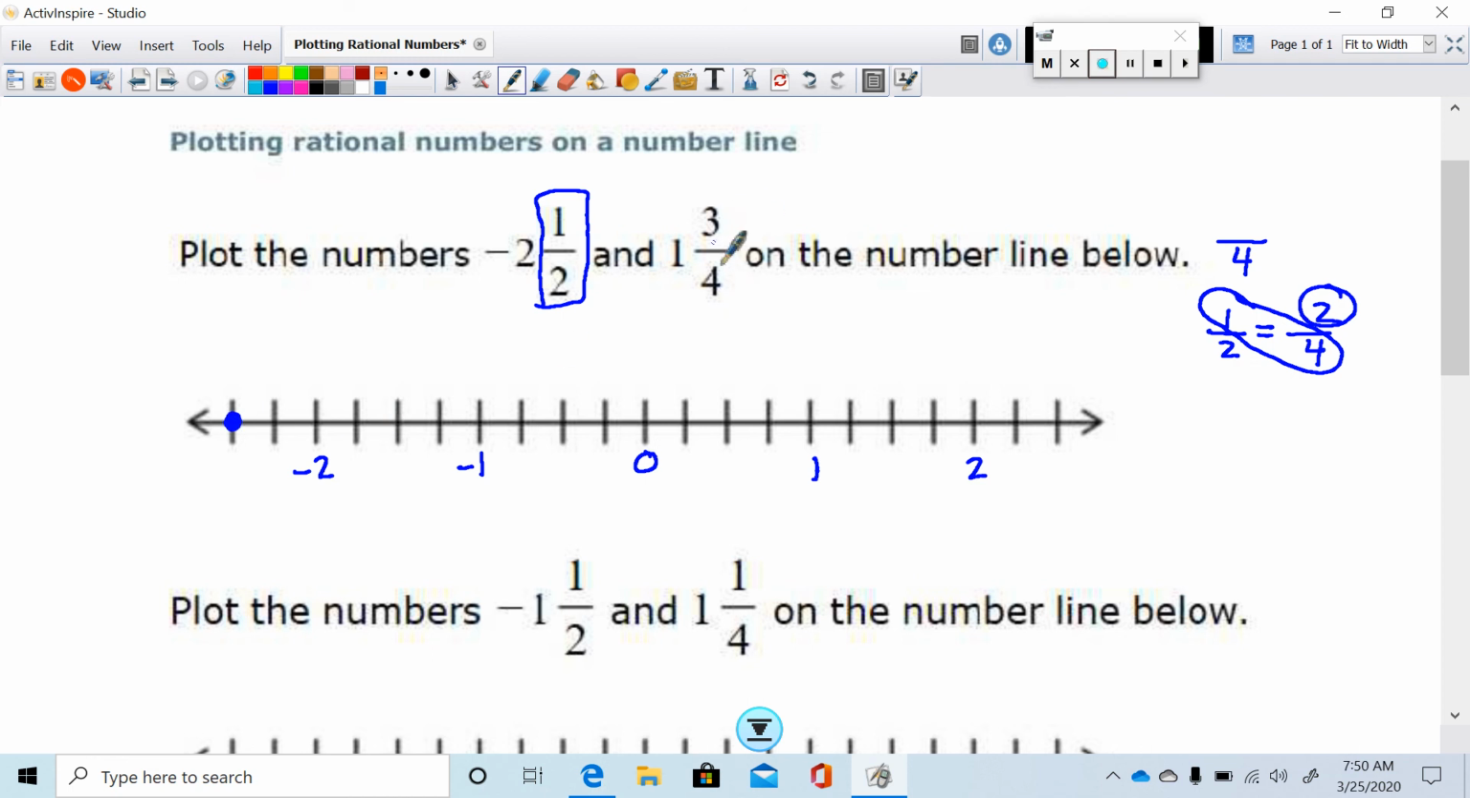The next fraction, 1 3/4, it already has a 4 as a denominator, so it's all ready to go. You start at 1 and you move over 3 lines. So starting at 1, do not count the line that the 1 is on. Don't start counting until you actually move. So 1, 2, 3, and that one is plotted.